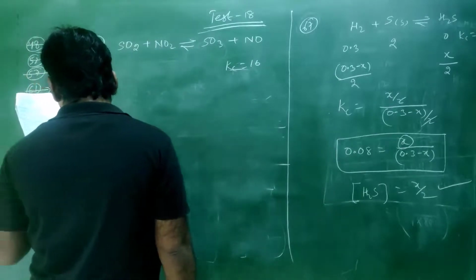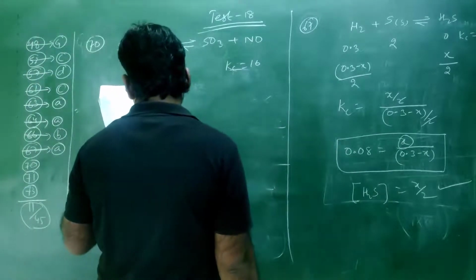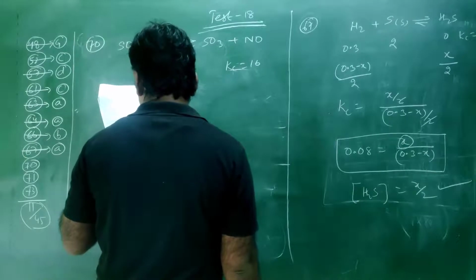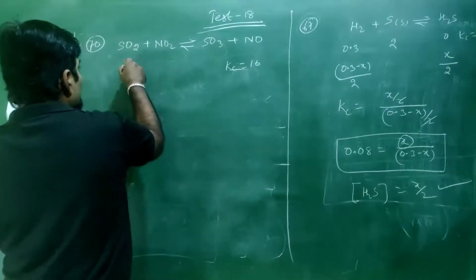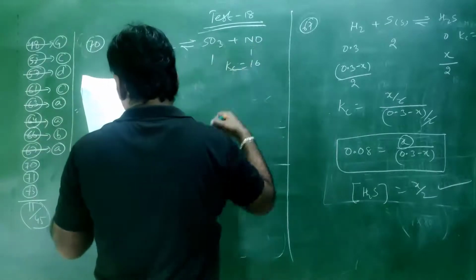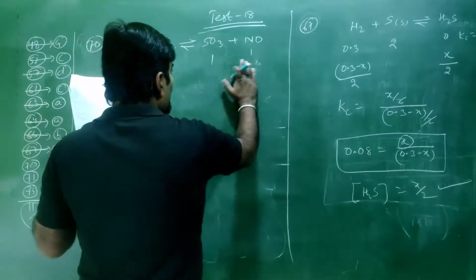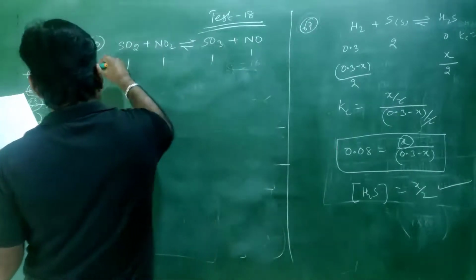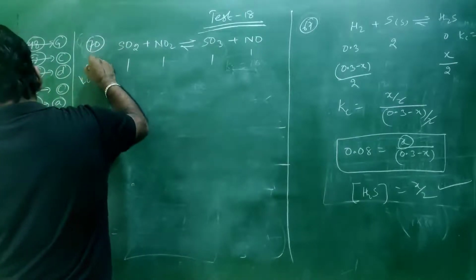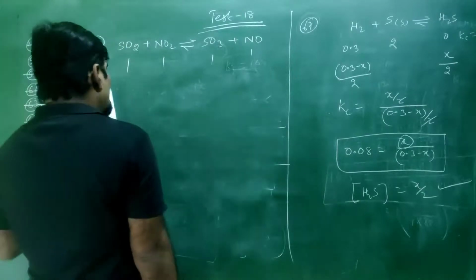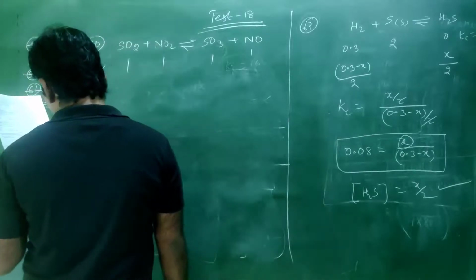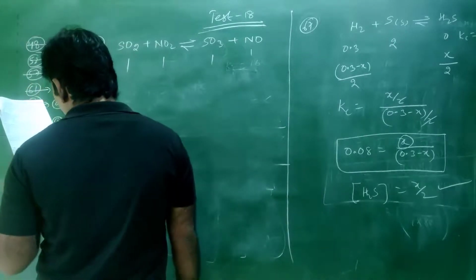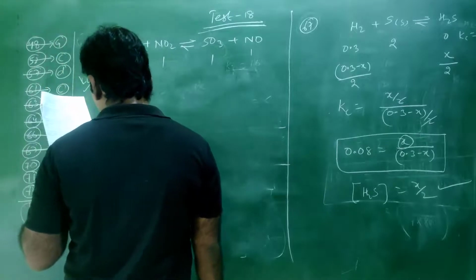Okay, if 1 mole of each of all 4 gases is taken in a 1 decimeter cube vessel, what would be the equilibrium concentration of NO? 1 mole, 1 mole, 1 mole, 1 mole. Each gas is taken as 1 mole. Their Kc value is given as 16. In 1 decimeter cube, that is 1 liter.